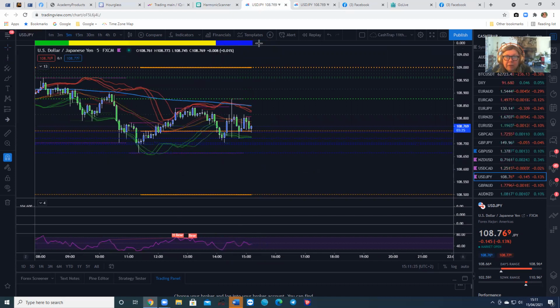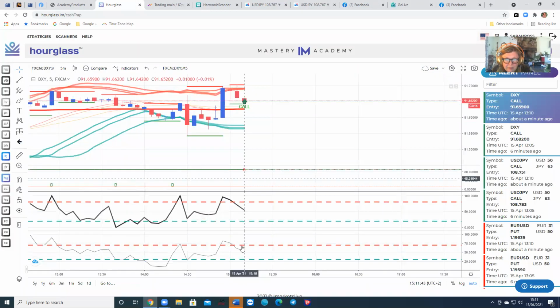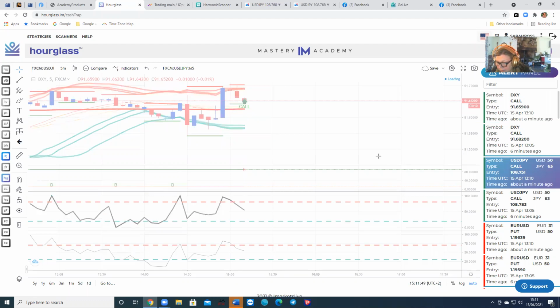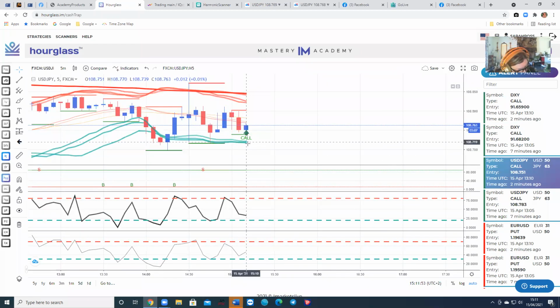So let's come back to our hourglass. We've got a call on the DXY. The line's still pointing down, but it has given us a call, and we are just coming up to that 15-minute candle. It's 79% payout on UJ, so we'll stick with this at the moment and see what happens on the 15-minute candle.